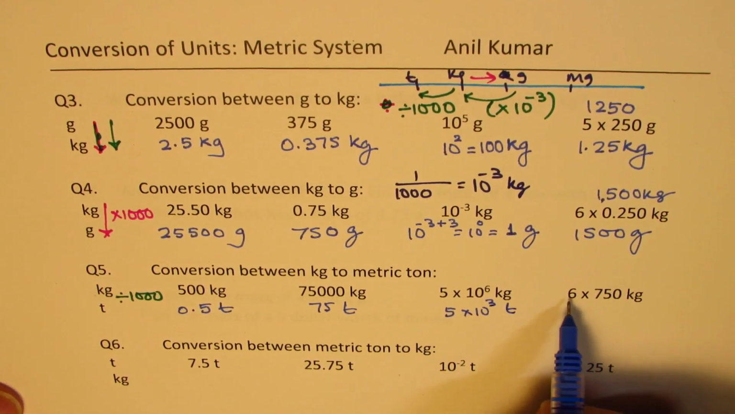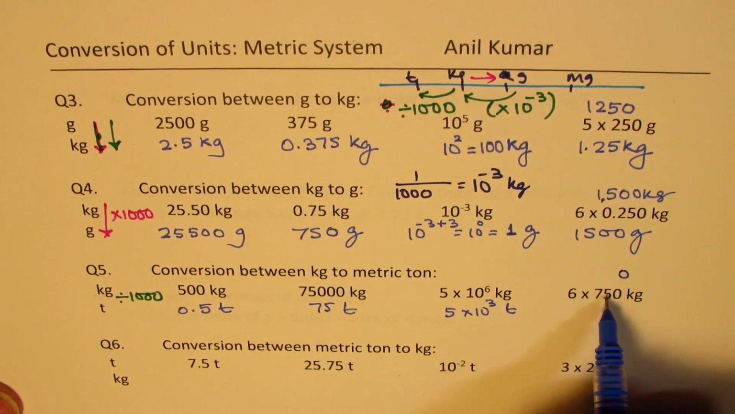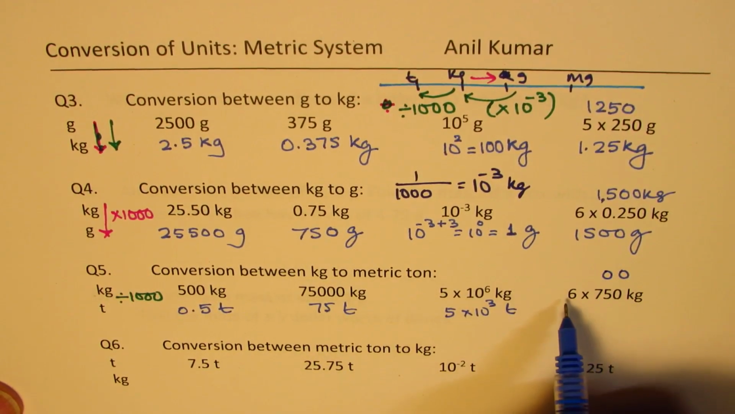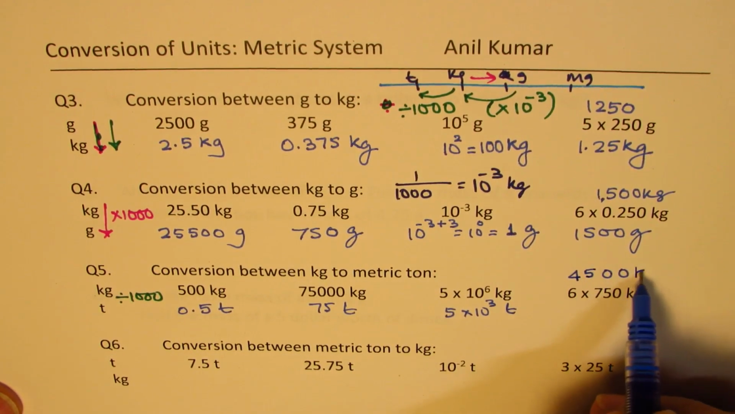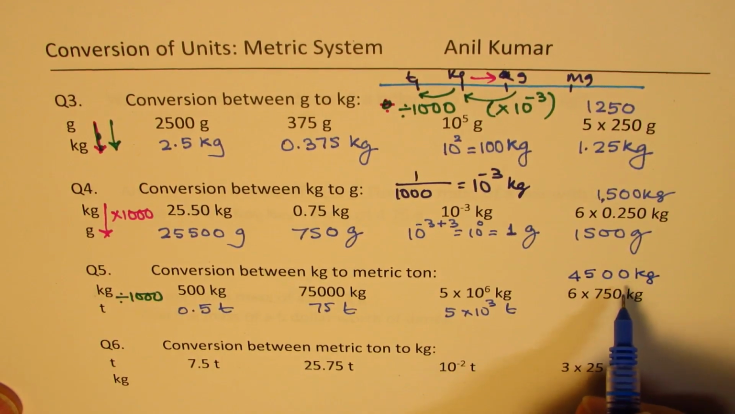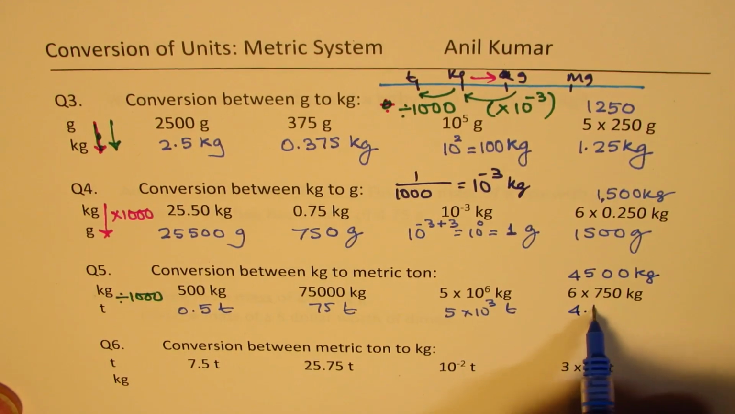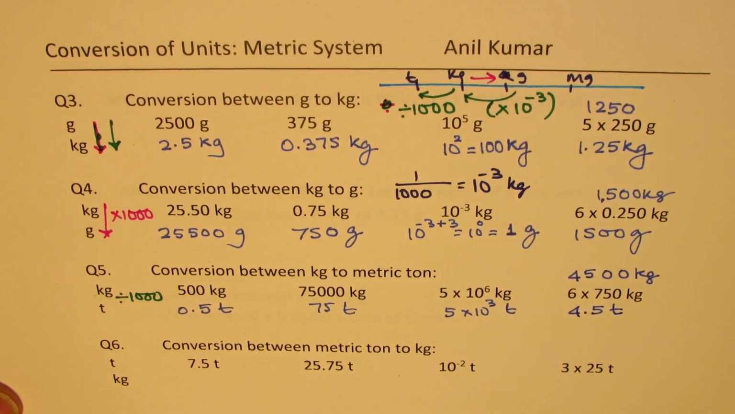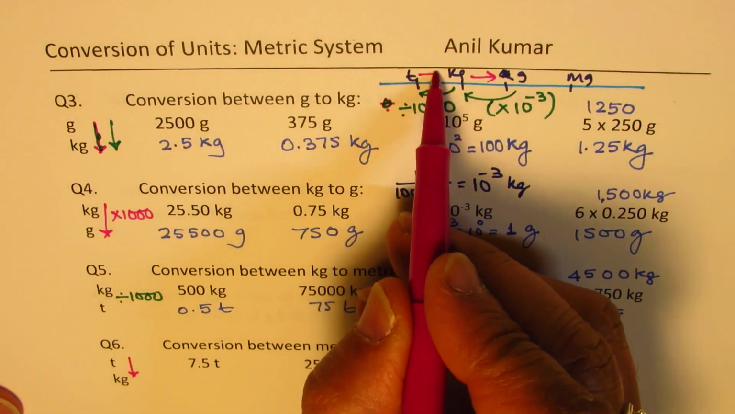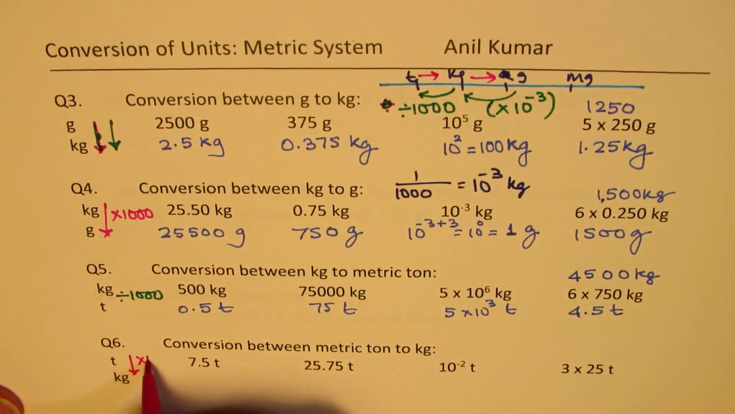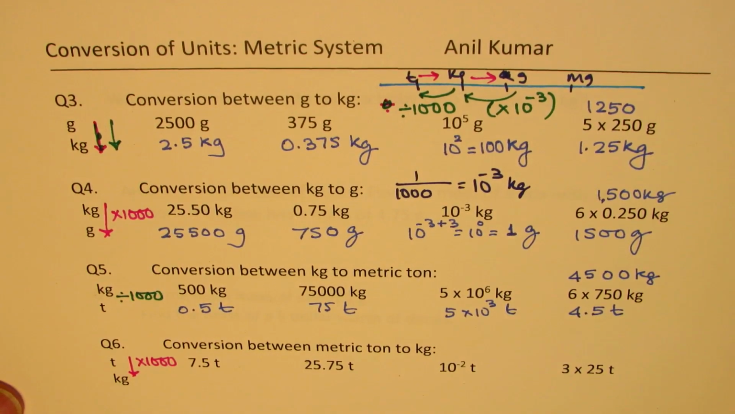And here 6 times 750. So let's multiply by 6, 0. 6 times 5 is 30, 3. 6 times 7 is 42 and 3 is 45, right? So we have so many kgs. When you divide by 1000, you get 4.5 tons. Is that clear? Now, we have to convert from tons to kilograms. That means we'll be moving forward and we'll multiply this by 1000 to do the conversion. Clear?